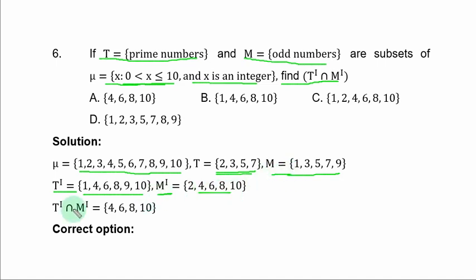So the intersection of T complement and M complement is the elements both sets have in common, and you have 0, 4, 6, 8 and 10. So by this, we have A as the correct option.